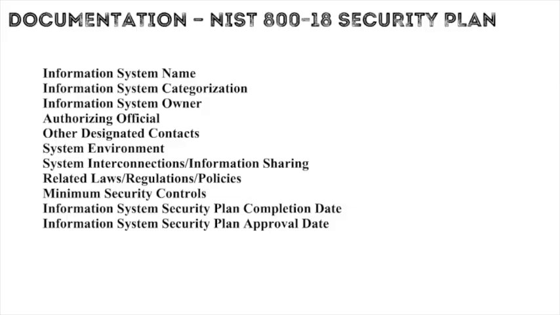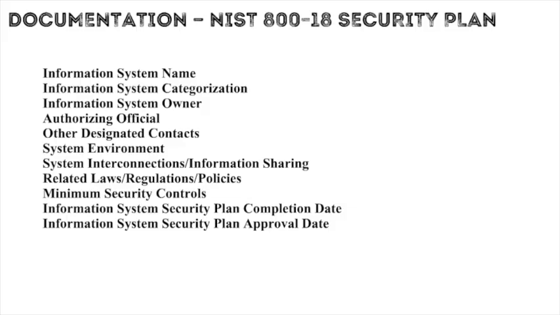Minimum security controls. The system implements the FIPS 200 minimum security requirements, covering all 17 control families from NIST SP 800-53, including access control, risk assessment, incident response, and configuration management. These controls protect the system against data breaches, unauthorized access, and service disruptions.